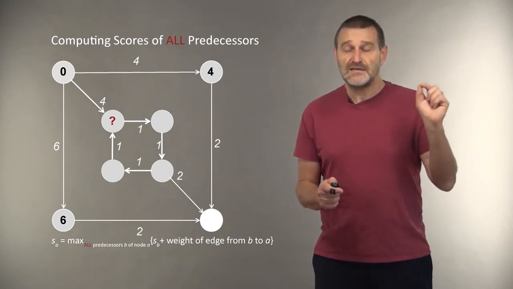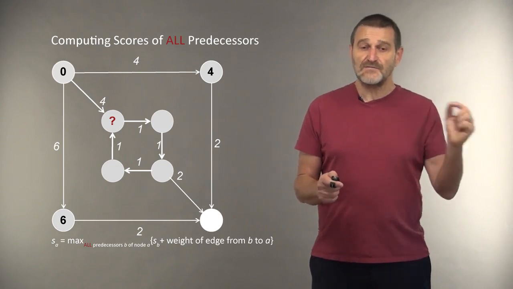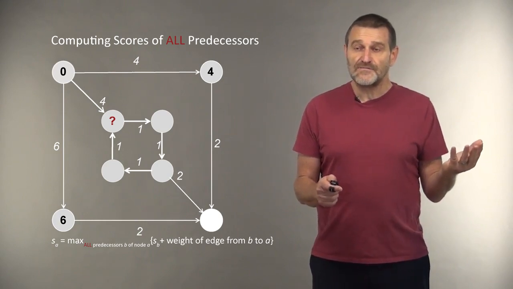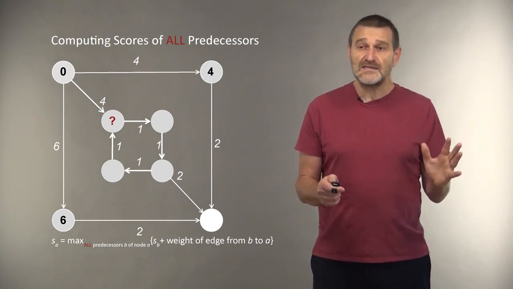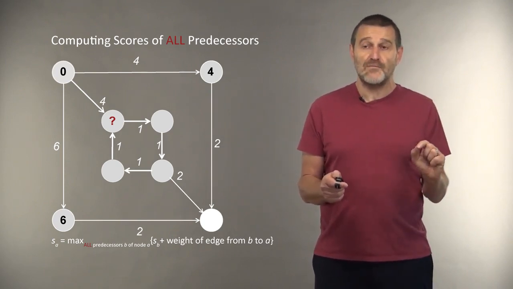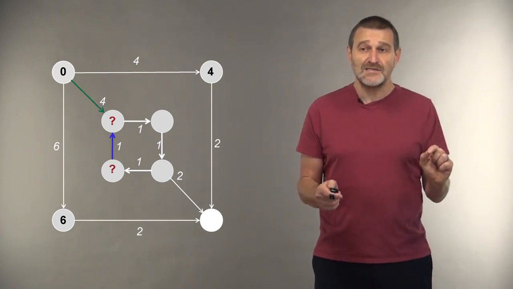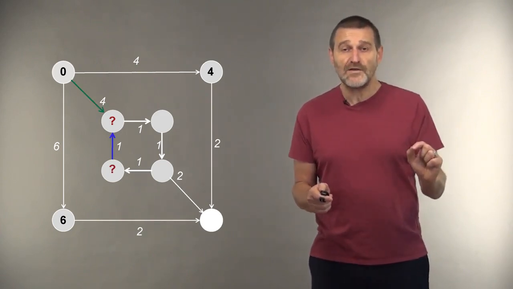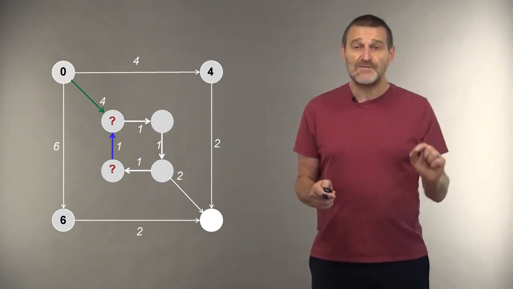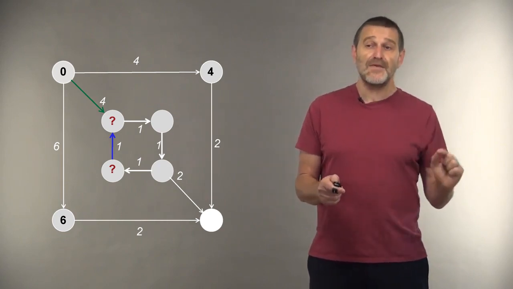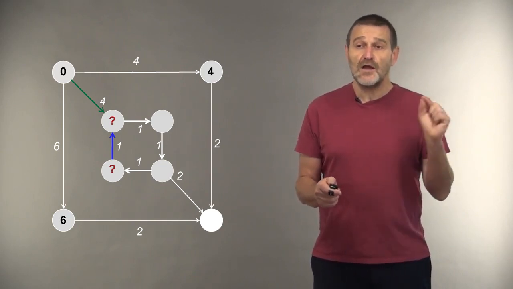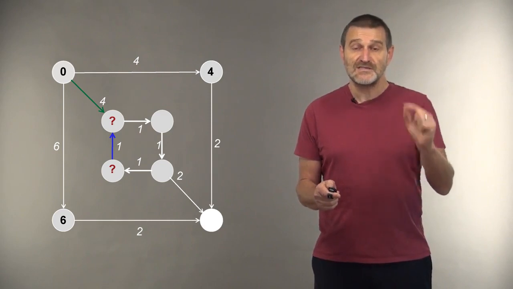So let's try to apply this approach to a simple graph shown here. We start from the initial node, and of course the length of the longest path to this node is 0, and we can compute the scores for two other nodes, 4 and 6. Now let's try to compute the score for the node shown by the question mark. There are two edges entering this node. The score of one predecessor is known to be 0, but the score of the other predecessor is unknown. Therefore, before we compute the score for the node shown by the question mark, we need to compute one more score, which is this one.